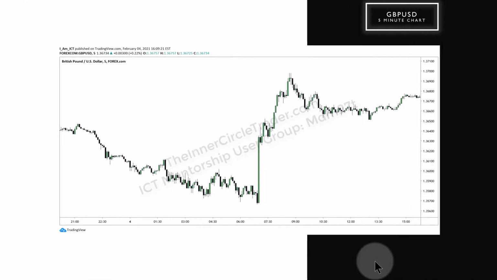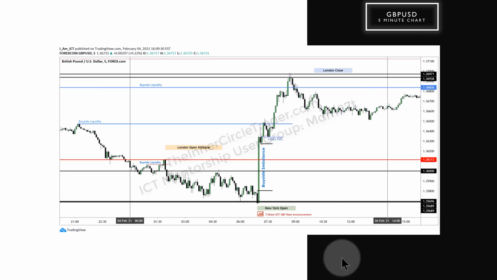All right, so here's the British pound for February 4th, 2021. If you're not ready, pause your video. All right, folks, this is the 5 minute chart on the British pound for February 4th, 2021. I mentioned that we would see pretty significant volatility today in the New York session for GBP, and it delivered.